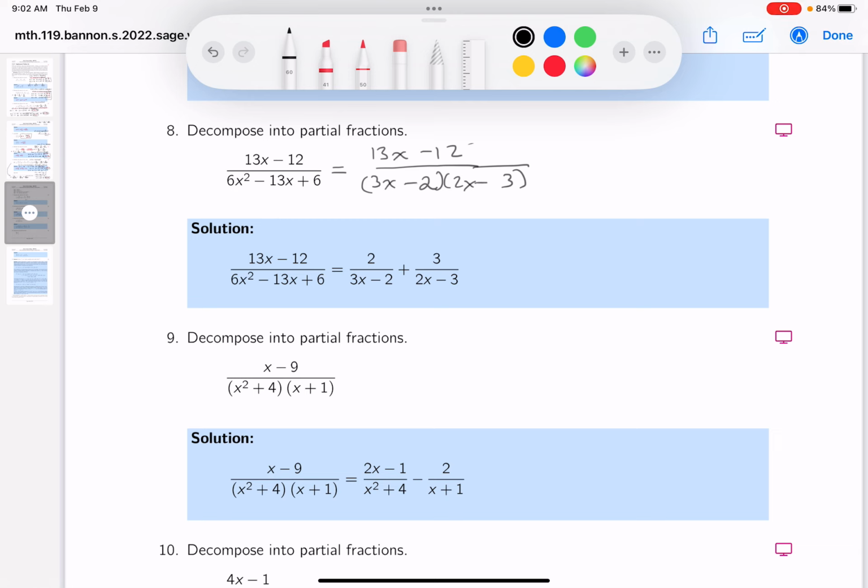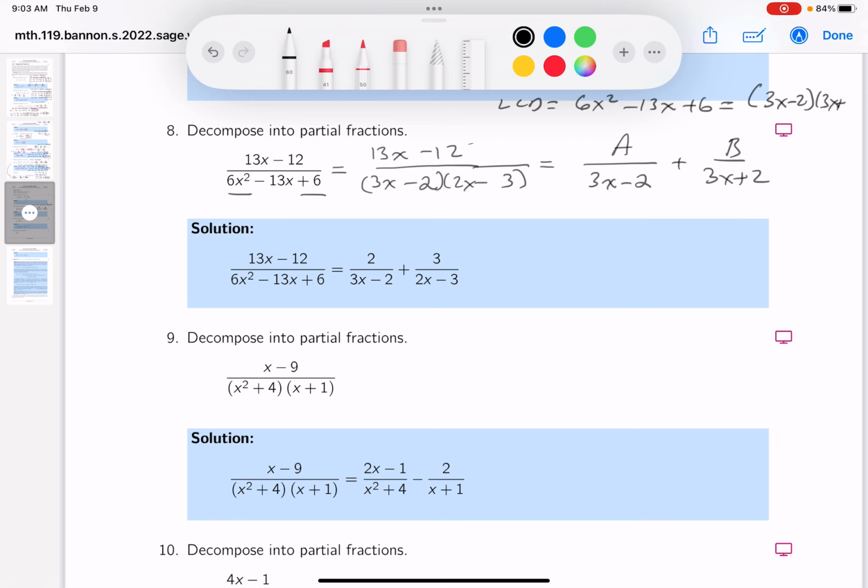You get 6x squared, that's good. You get 6 on the end, that's good. But do I get that minus 13? Let's take a look at that. That would be minus 9 minus 4. Yeah, minus 13. So I'm prepared to write down that this looks like A over 3x minus 2 plus B over 3x plus 2. The LCD is 6x squared minus 13x plus 6, or the factor form of that is 3x minus 2, 3x plus 2.